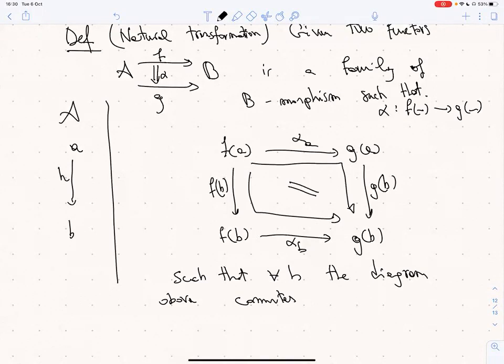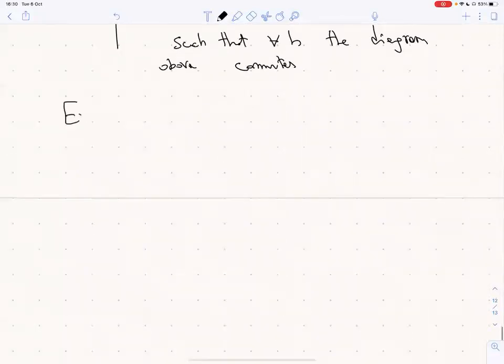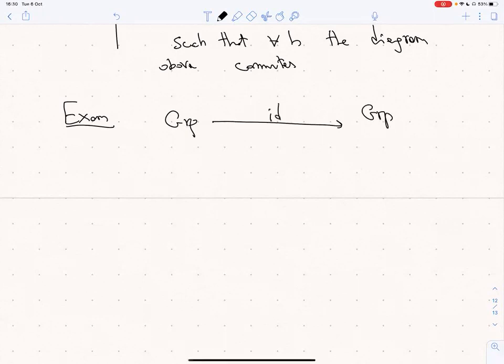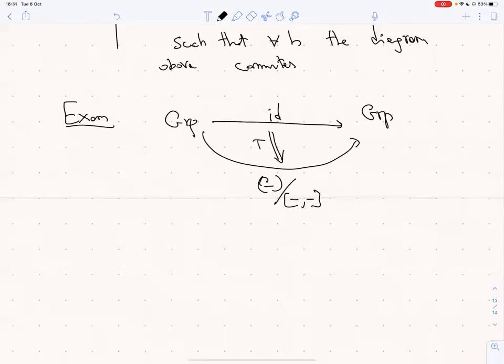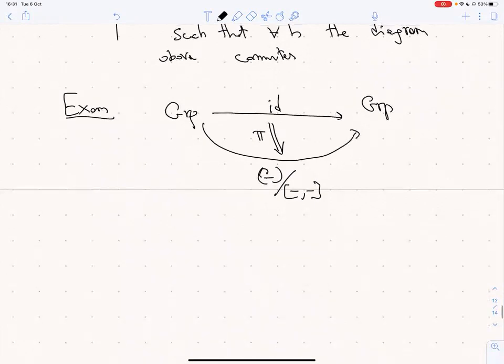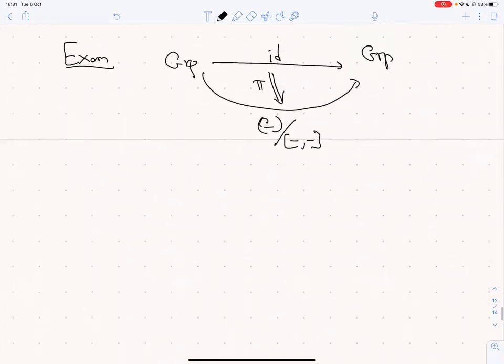Let's try to make an example. The example I would like to show you is about groups. So we have the category of groups, and here we can choose the identity, and we can choose the quotient by the commutator. Yes, very good. And now I claim that there is a natural transformation pi that goes from the identity into the quotient.